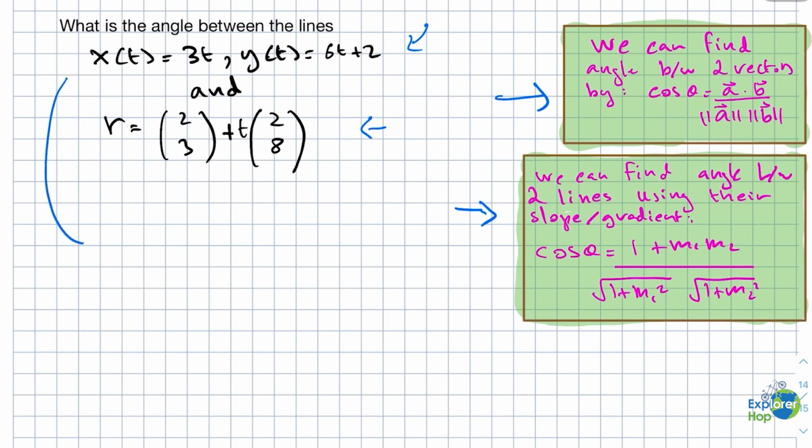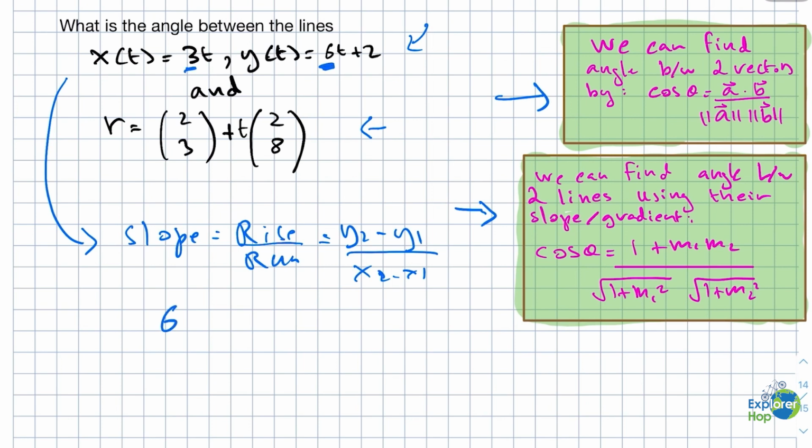So what is the slope of the first line? Remember, the slope or gradient is basically rise over run, or basically y2 minus y1 over x2 minus x1. So the rise of the first equation is basically 6, which you can see here, and the run is 3. 6 over 3 is equal to 2. So m1 is equal to 2.